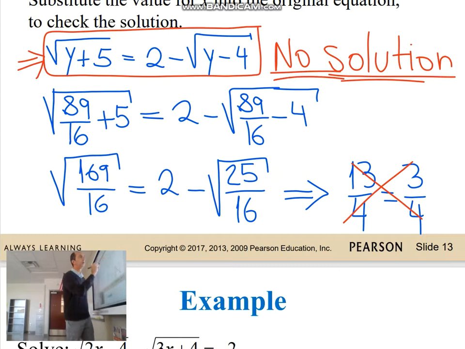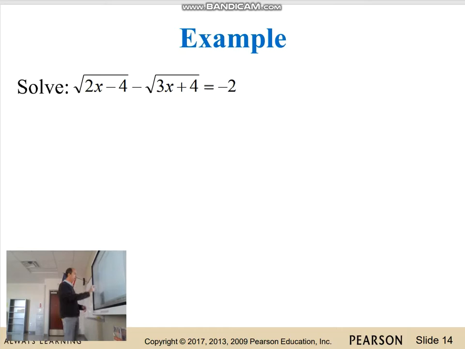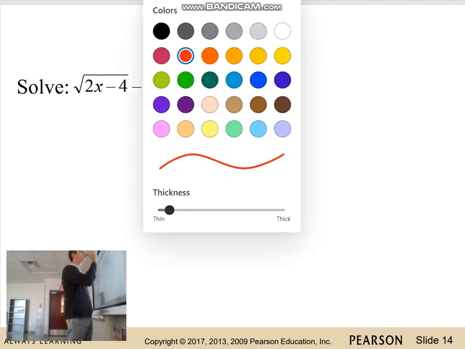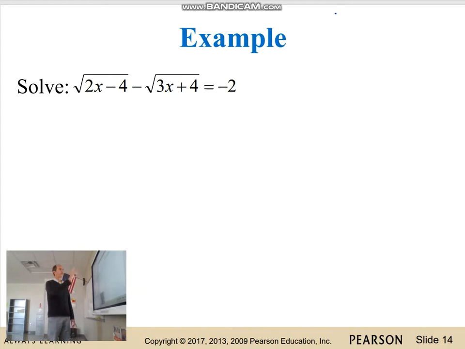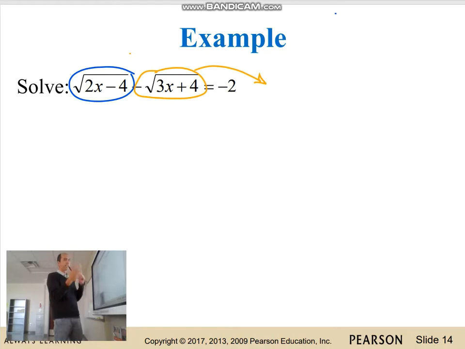Let's work on another example. Now we have square root of 2x minus 4 minus square root of 3x plus 4 equals negative 2. Again, step by step procedure, step by step, isolate one of the radicals, and let's isolate this one on the left hand side of the equation. That means we're gonna move this other one to the other side. When I say move, we're not moving. We are applying addition property of equality.